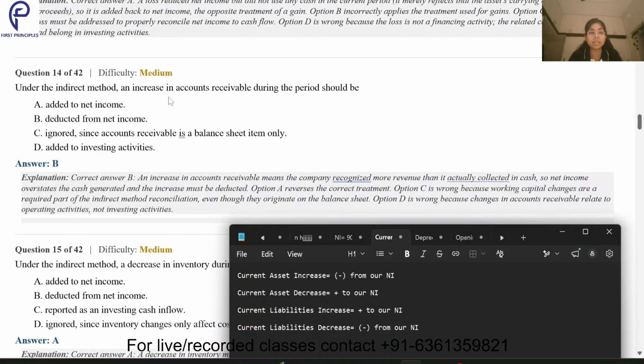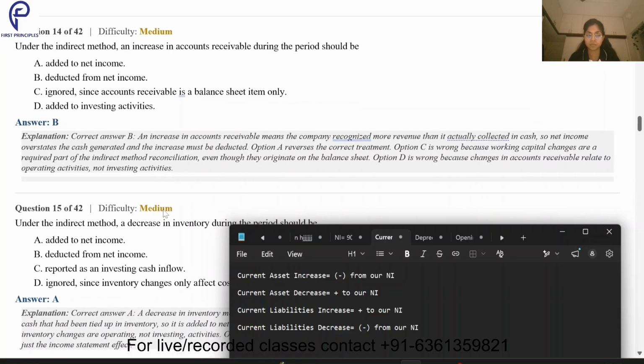So now coming to the question: under the indirect method, an increase in accounts receivable during the period should be done what? Increase in accounts receivable, increase in current asset, that is, it should be subtracted. Why? Because it means that the company recognized more revenue than the cash it actually collected. So my net income is overstated compared to the cash generated, and that's why the increase must be deducted. We have not actually received cash, but we have already included it as sales revenue, and that's why my net income is higher. So I need to deduct it, I need to reduce it.